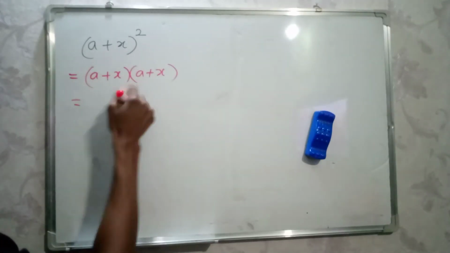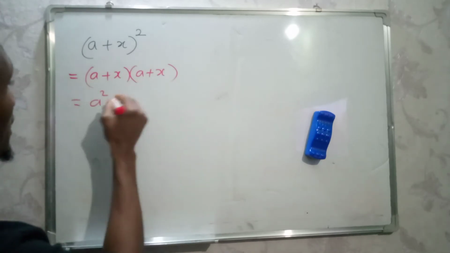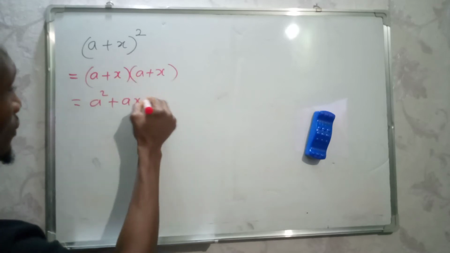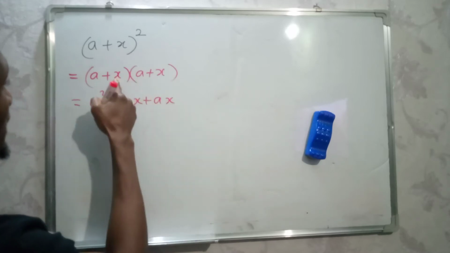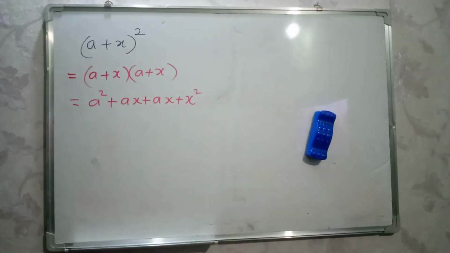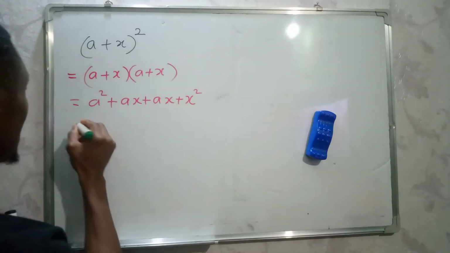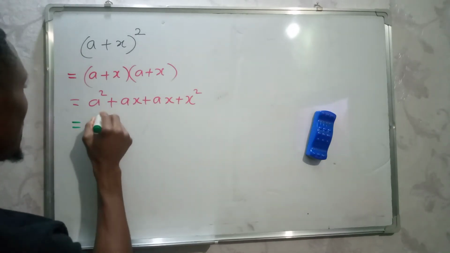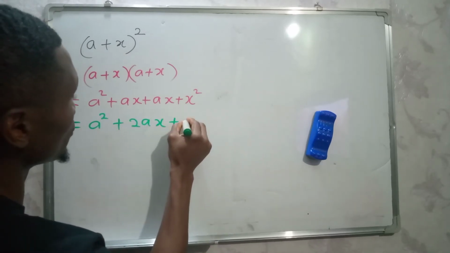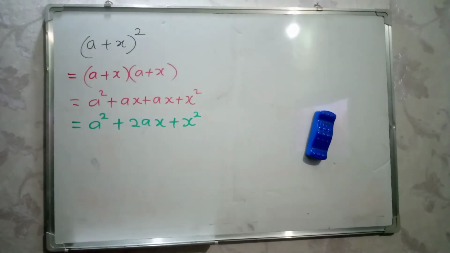That a times a will give us a squared. A times x will give us ax. X times a will give us ax. And then x times x will give us x squared. And then the next thing we are going to do is to collect like terms, because here and here are like terms. And this will end up giving us a squared plus 2ax and then plus x squared. And that becomes the expansion.